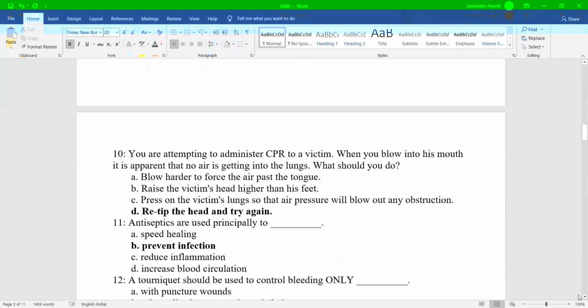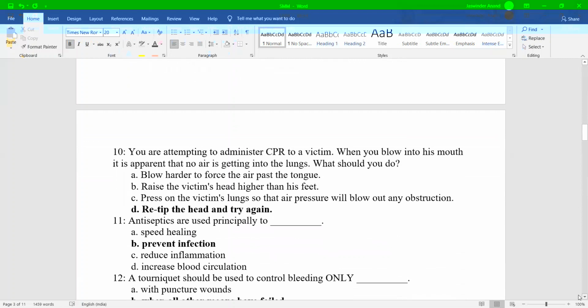Question number 10. You are attempting to administer CPR to a victim. When you blow into his mouth, it is apparent that no air is getting into the lungs. What should you do? Blow harder to force the air past the tongue. Raise the victim's head higher than his feet. Press on the victim's lungs so that air pressure will blow out any obstruction. Retip the head and try again. You should retip the head and try again.